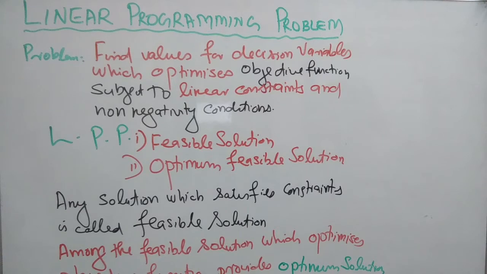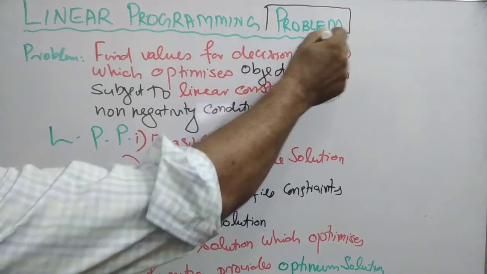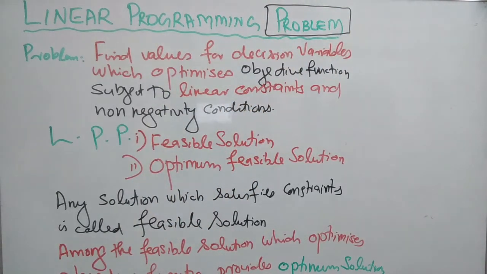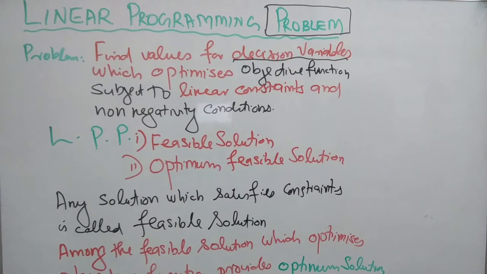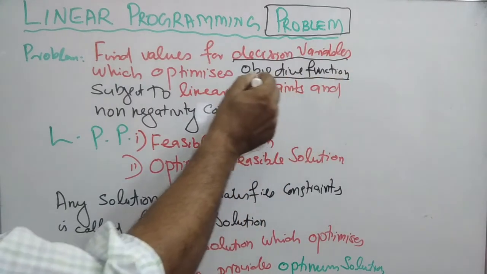So here we discuss the components of a linear programming problem. So that's a problem. What is the problem? Here the problem is to suggest values for decision variables. That's the components of a linear programming problem. One is decision variable. That is, we have to decide about values for the variables. That is subject to our objective function. The objective function is to be optimized.